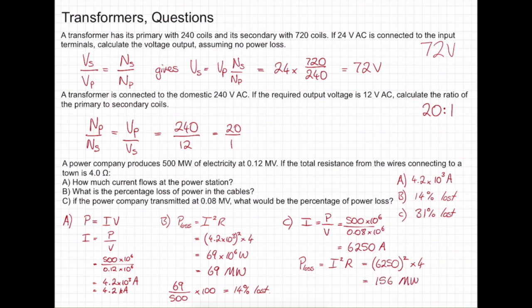So now we just need to determine the percentage loss. So 156 divided by 500 times 100, which gives us a percentage loss of 31%. So from this we can see that it is actually a lot better to have a lower current through our wires as it gives less power loss.